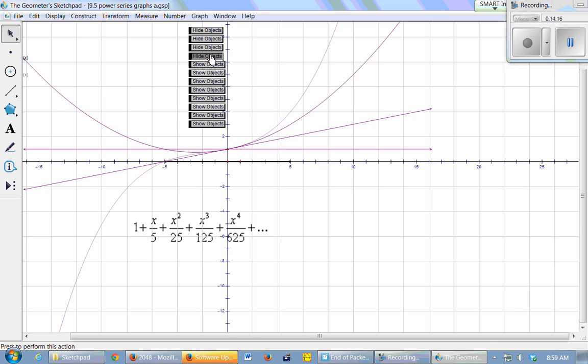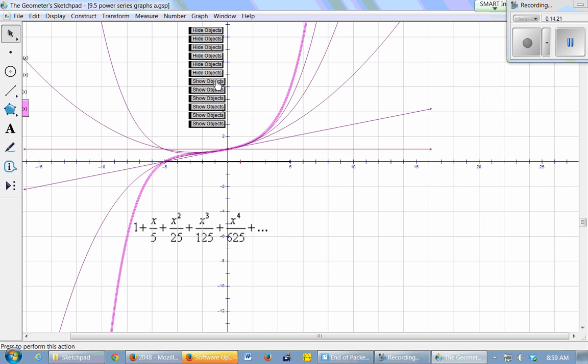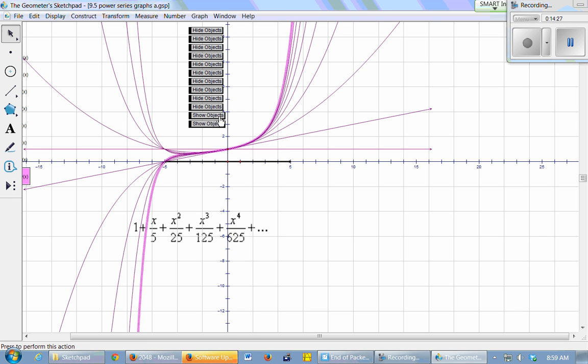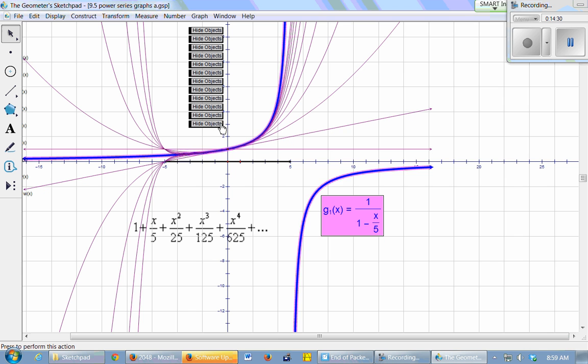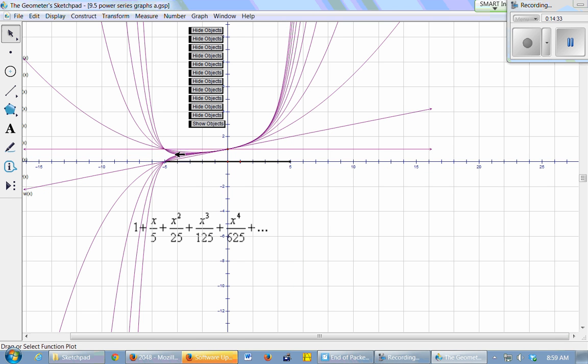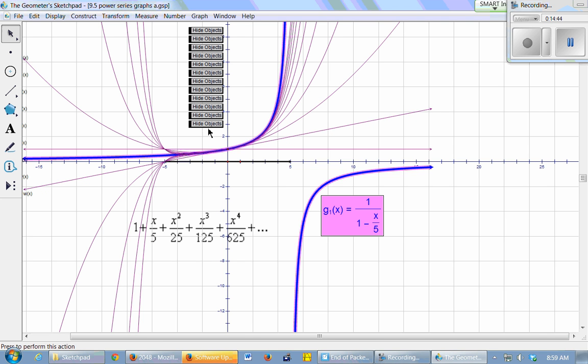And then my fourth partial sum, which should be a cubic. And then I've got a quartic and a quintic. And I'm going to higher and higher degrees here. Okay, so you can see that in this interval, -5 to 5, these are starting to converge to something. We've got a shape that these guys are approaching. And it turns out that what they're approaching is this function, 1 over 1 minus x over 5. That's the formula for a geometric sum. And that's the function.